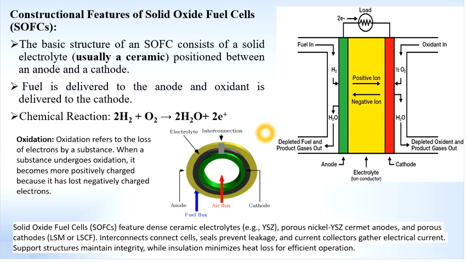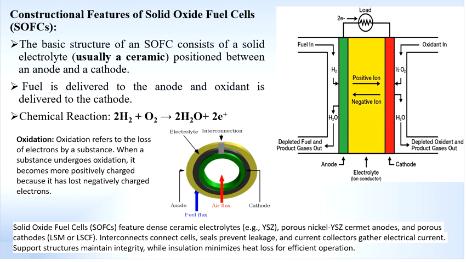Here we are talking about oxidation, but what is this oxidation? Oxidation generally refers to the loss of electrons by a substance. When a substance undergoes oxidation, it becomes more positively charged because it has lost negatively charged electrons. So due to the oxidation process, electrons will be lost, and the substance becomes positively charged. When negative charge is lost, it becomes positively charged.